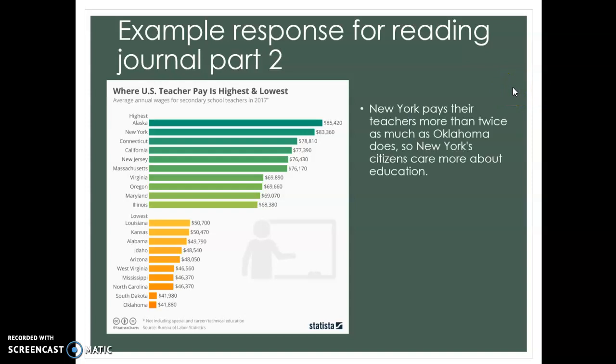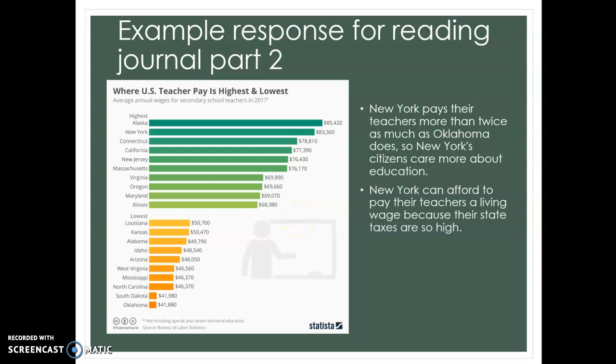I came up with a few responses or claims I could make based on this data. These are slightly dishonest because I'm trying to come up with contrary claims. The first one I thought of was New York pays their teachers more than twice as much as Oklahoma, 83,000 versus 41,000, so New York citizens care more about education. So based on this higher salary, I'm interpreting that it's due to how much they care about education.